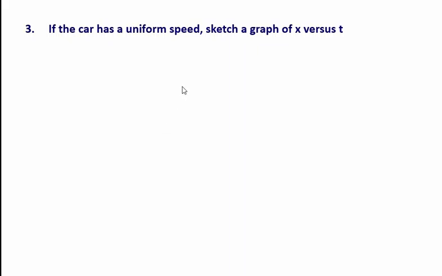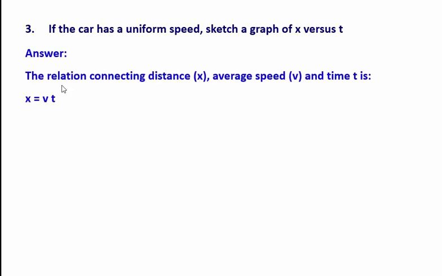Number 3, if the car has a uniform speed, sketch a graph of x versus t. By now you know that if you want to sketch a graph, you need to write a relation. Now, what is the relation connecting average speed, distance x, and time? Can you write down that relation? Well, the relation is x equal to vt, distance equal to average speed multiplied by time.